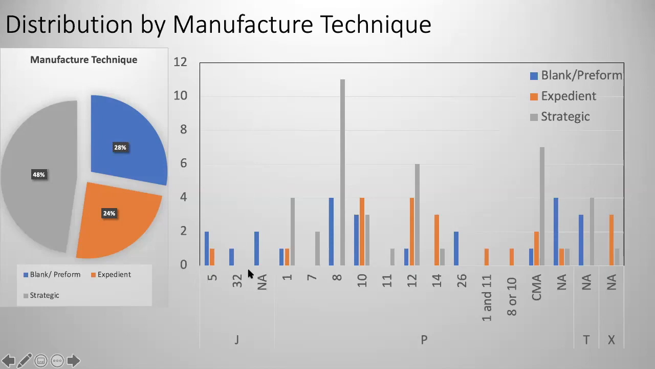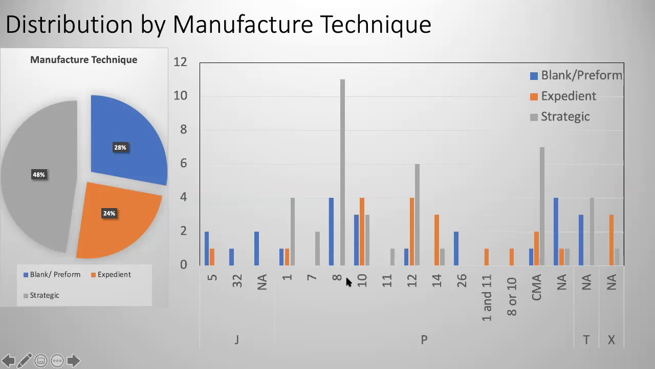So anyway, if we take a look at the distribution across the site by manufacturing technique, we can see that the blue are blanks and preforms, fairly well distributed across the site. Expedient: Trench J, few of the structures in Trench P, in Central Midden area, and T and X. But if we look at the strategically designed spatulate tools, we can see quite a few in the Central Midden area. Those are primarily broken, fragmentary spatulate tools.